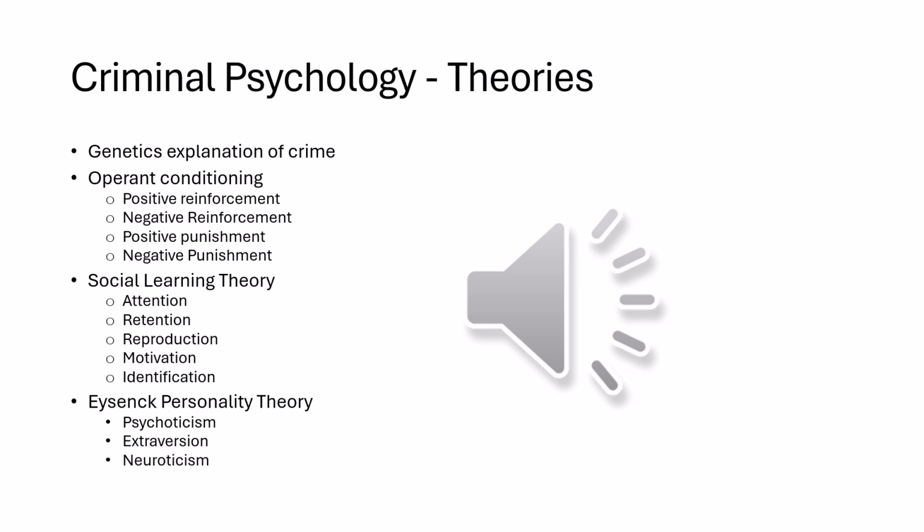Next we have Eysenck's personality theory. This was analysing people's personality traits, and those who are seen to have a high level of psychoticism, so lacking empathy and not feeling guilt, those who had high levels of extroversion, so very outgoing and sensation seeking, and those with high levels of neuroticism, so unstable and reacted quickly, they were the ones who are most likely to be criminals.